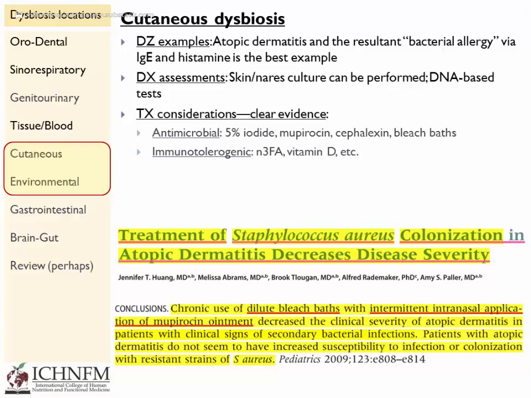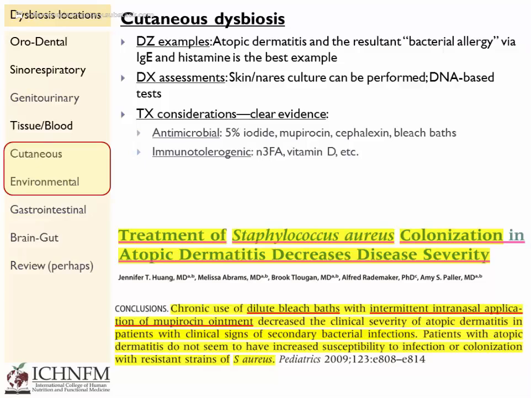Let's look at this article from Pediatrics 2009, Treatment of Staphylococcus aureus colonization in atopic dermatitis decreases disease severity. This was an excellent article. Several articles have been published on the same theme, showing that if we decolonize or decontaminate these patients from their abundant overgrowth of Staphylococcus aureus, that improves their disease status, and of course that also therefore proves the model of cutaneous dysbiosis in these patients.